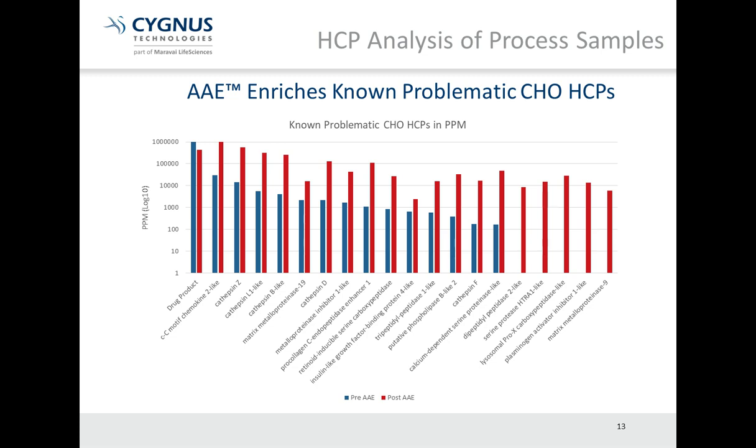This slide is a good demonstration of how you can use mass spec to supplement the data package used to justify the use of a particular HCP ELISA. The proteins on this table are known to be problematic proteins in one way or another. The blue bars are proteins prior to AAE. The red bars are post-AAE. And as you can see, each of these were enriched, and therefore we can feel comfortable that the antibody used in this kit specifically detects each of these problematic proteins.